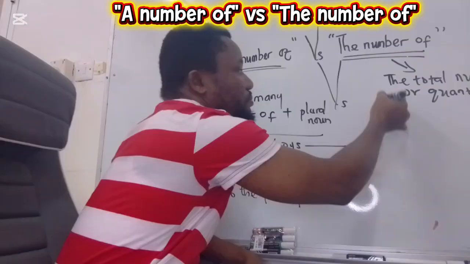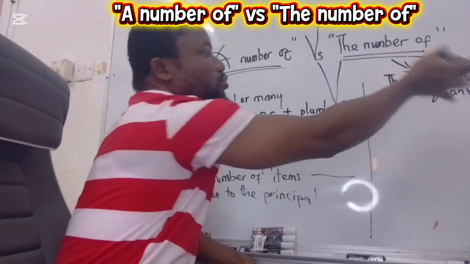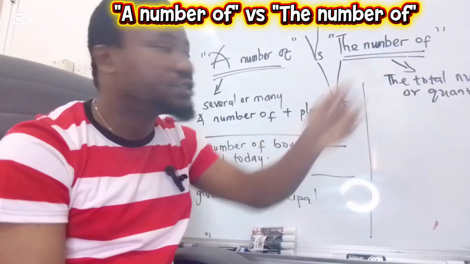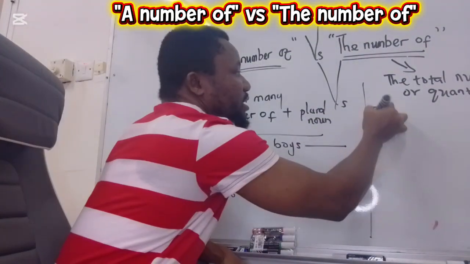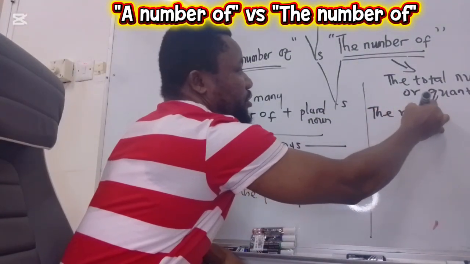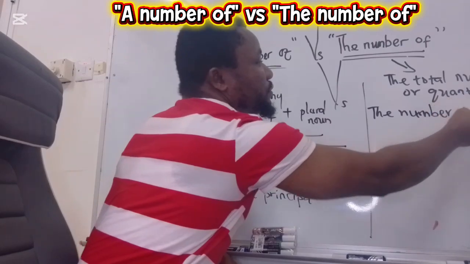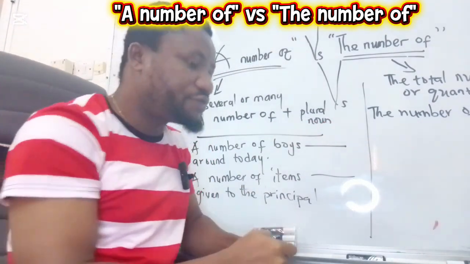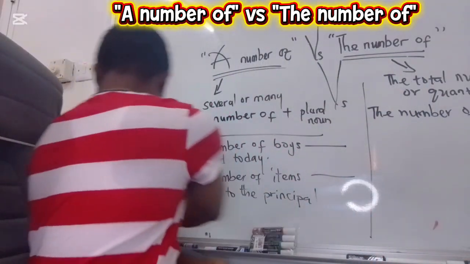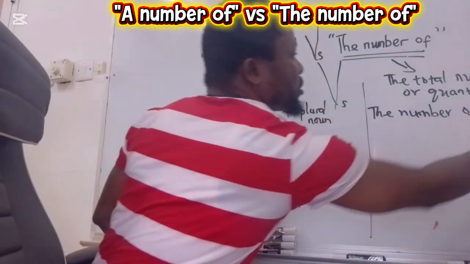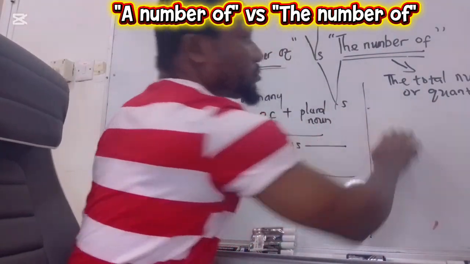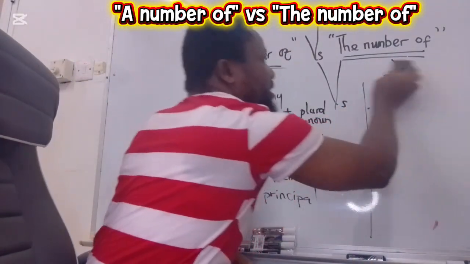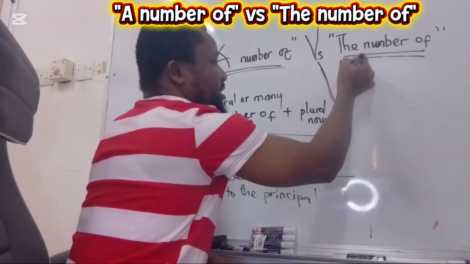Now let's come to this part. The total number or the rounded figure of something is what "the number of" means. So the structure follows this. The structure, the number of plus, am I still within frame? No, we're no longer within frame. Actually, I've been out of frame. Let me take that again.